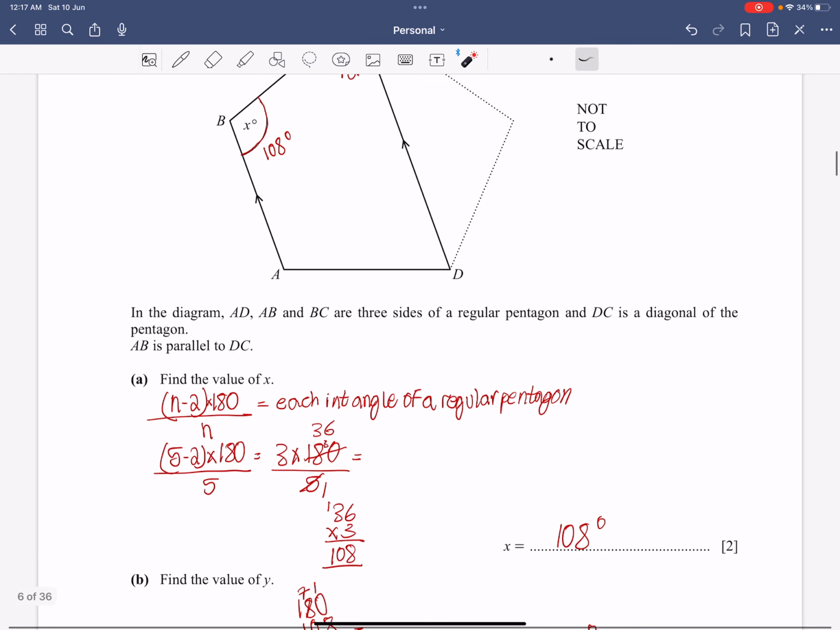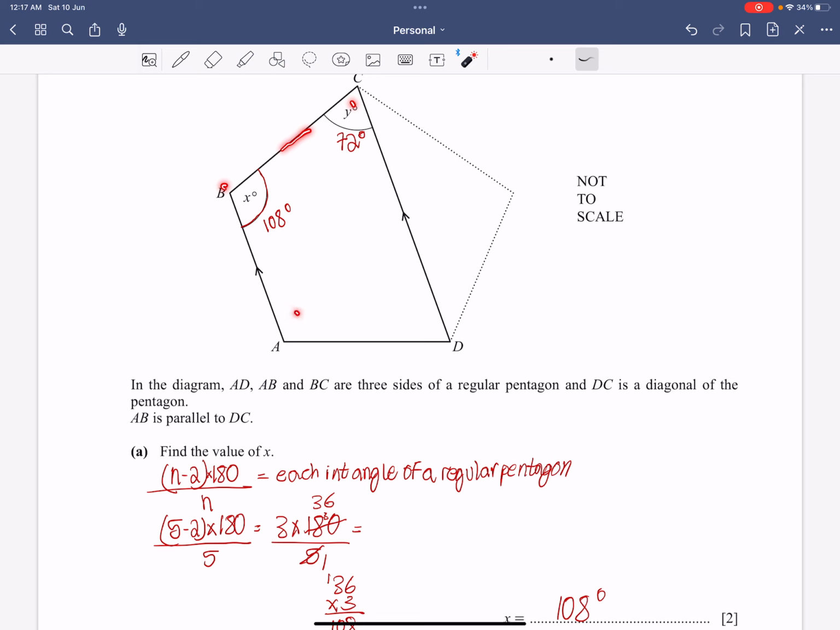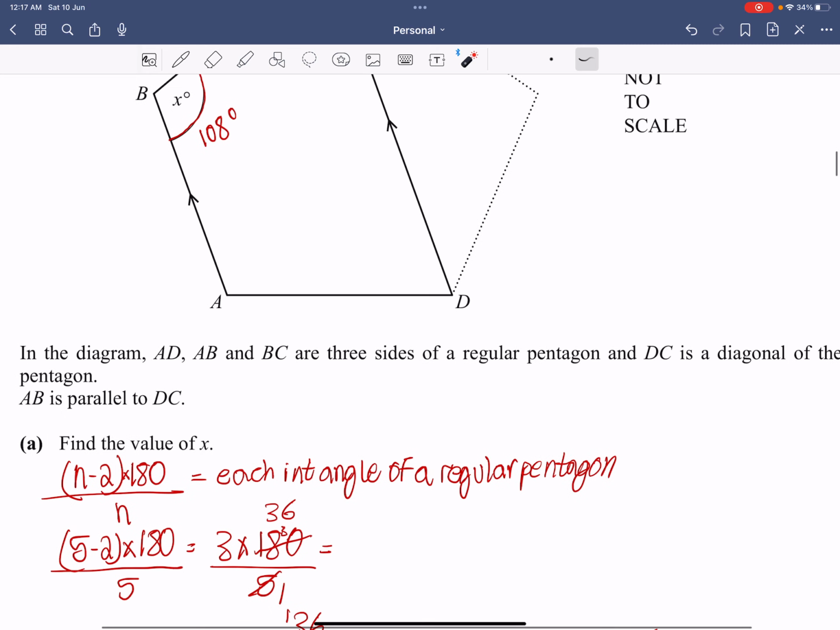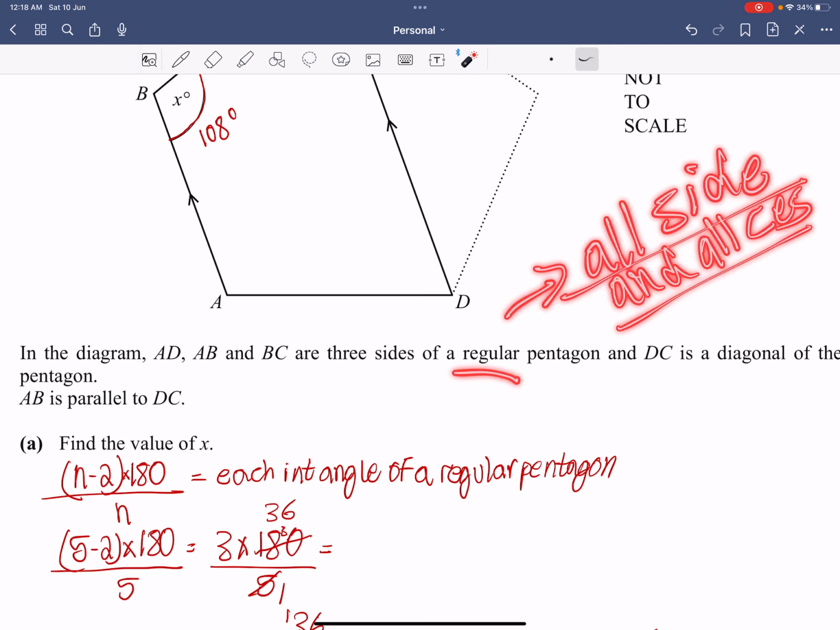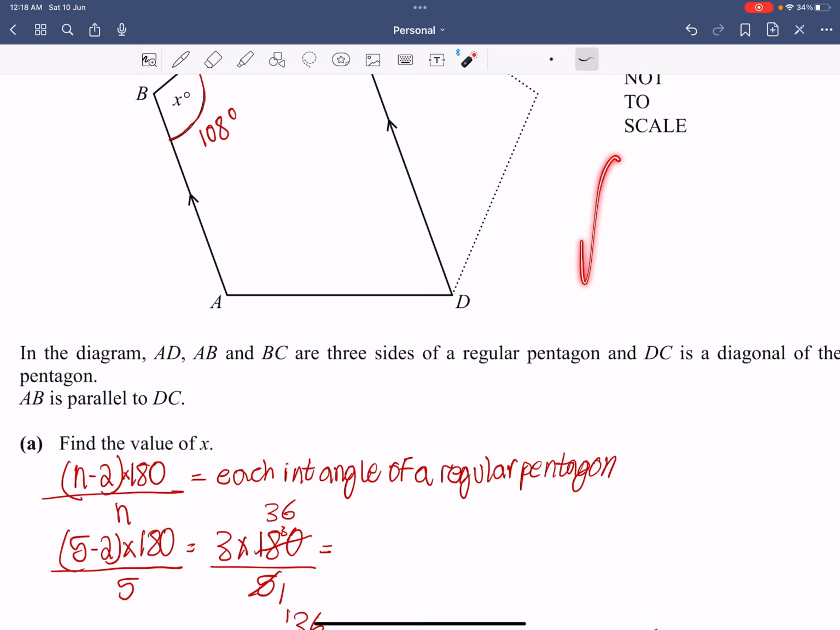Now let's see the other question. In the diagram, AD, AB and BC are three sides of a regular pentagon. So now this concept repeats again. What does a regular figure mean? Guys, emphasis on this. You need to remember this. Regular means all sides and all angles are equal. So for a regular polygon, all sides and all angles are equal.